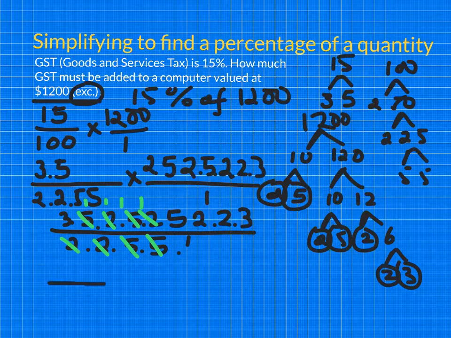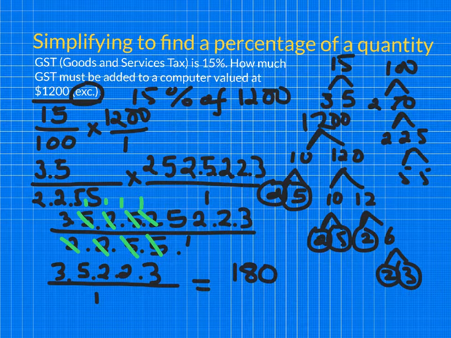So we're left with 3 times 5 times 2 times 2 times 3, and this is just over 1. If we multiply this together, we've got 3 times 5 is 15, 15 times 2 is 30, 30 times 2 is 60, and 60 times 3 is 180. And that's over 1, so we can just leave it as that. So they'd have to pay $180 tax would have to be added.